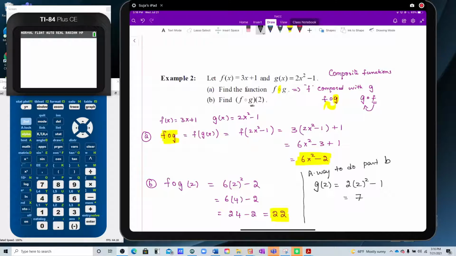And then this 7 is going to be my input for f of 7. So I would go 3 times 7 plus 1. So 21 plus 1, which is 22. So this is also another way of doing the same problem. You'll get the same answer.